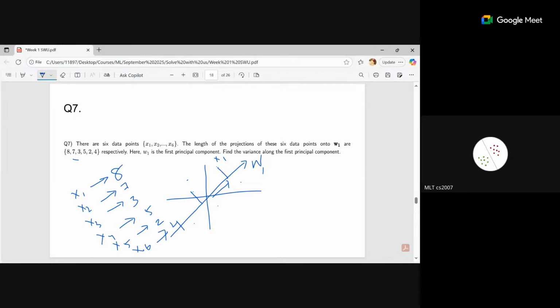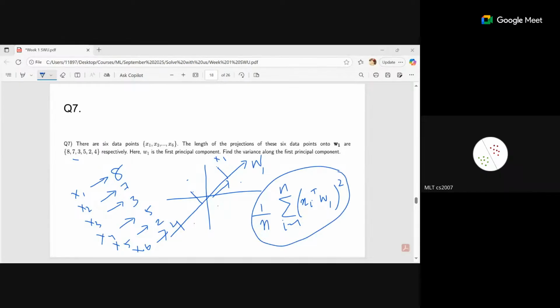So if you remember, the variance will be given by 1 upon n sum over xi transpose w1 squared, where i is varying from 1 to n. That is the variance along the first principal component. Do you remember this? Yes, ma'am.